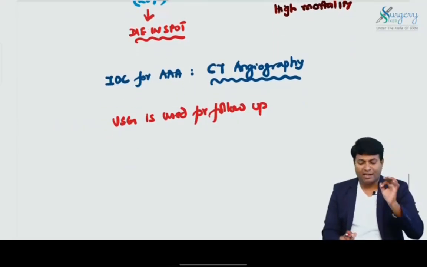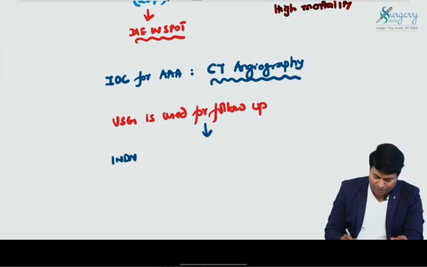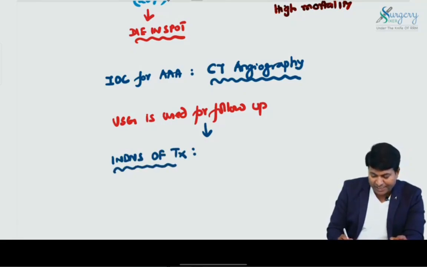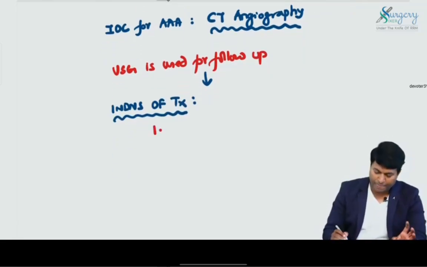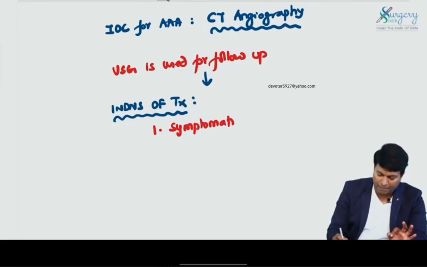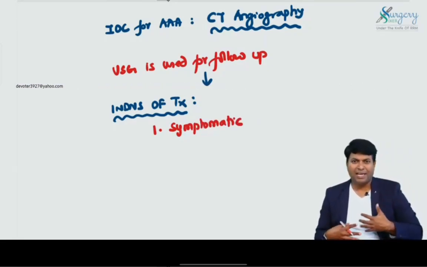When will you intervene in an abdominal aortic aneurysm? When will you operate? Indications of management, indications of treatment. I'm not telling surgery, I'm telling indications of treatment of abdominal aortic aneurysm. Number one, any symptomatic patient, please remember, any symptomatic patient you must operate. Any symptomatic patient having back pain and typical symptoms of aneurysm.